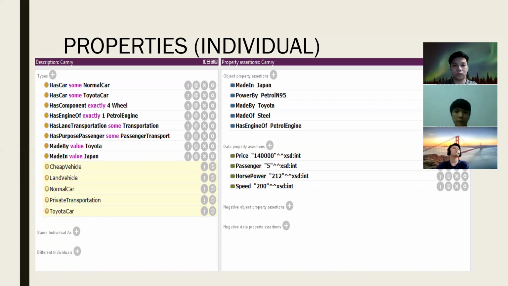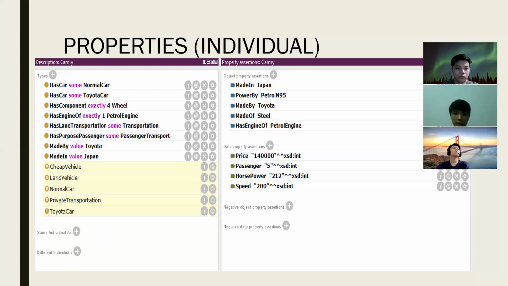For the individual data, first will be Camry. It is a car that is made in Japan, powered by petrol N95, made by Toyota and made of steel, and it has an engine of petrol engine. It has land transportation, and its purpose is to fetch passengers.